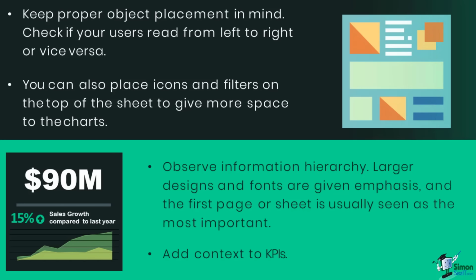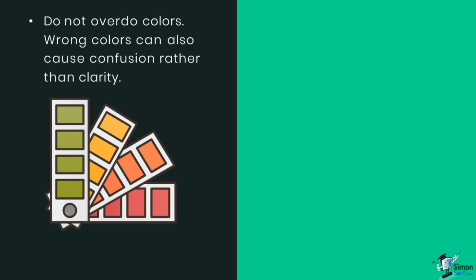Do not overdo colors. Wrong colors can also cause confusion rather than clarity. Reds are usually used for showing an increase or bad results. Yellows are mostly in between or average, and greens are usually used for positive indication. Do take note that some colors might mean different things in other parts of the world, so it is a good thing to know your audience first.